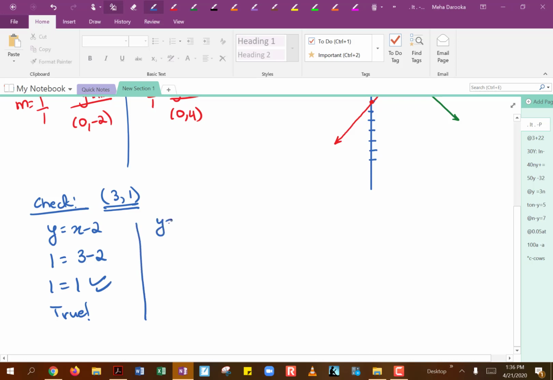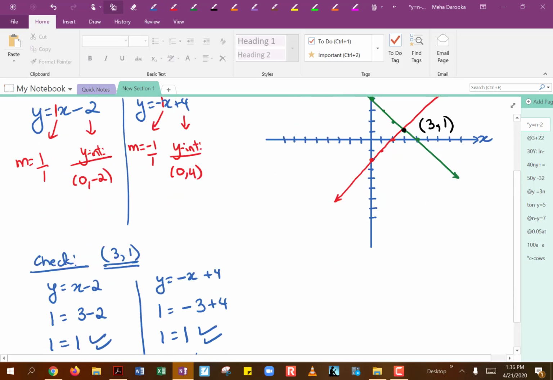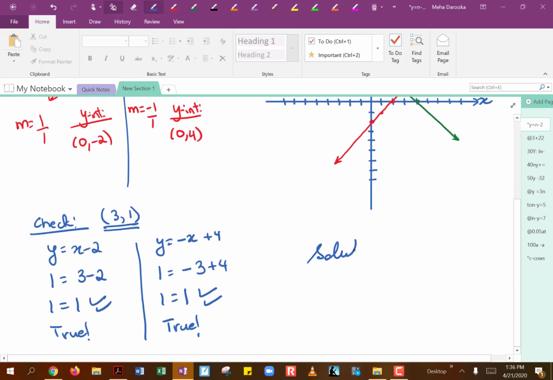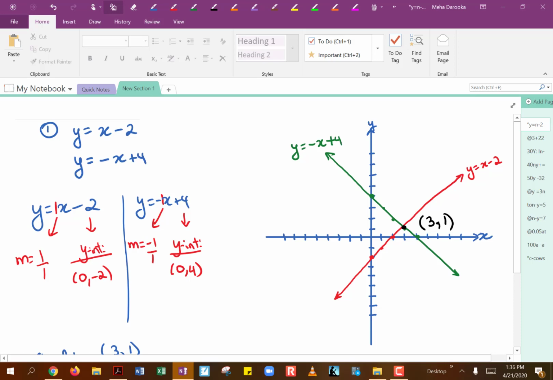In that same way, let's check it for our second line. Again, y is 1, x is 3, and negative 3 plus 4 also gives us 1. So we got another true statement. So we know that the point 3 comma 1 is a point on both lines. Then we can say the solution set for this system of equations is the ordered pair 3 comma 1. Okay, so this was example 1.